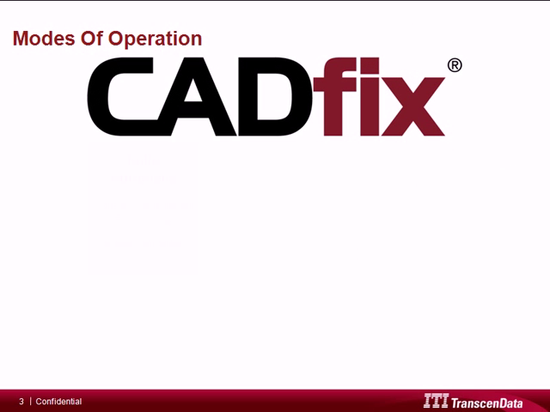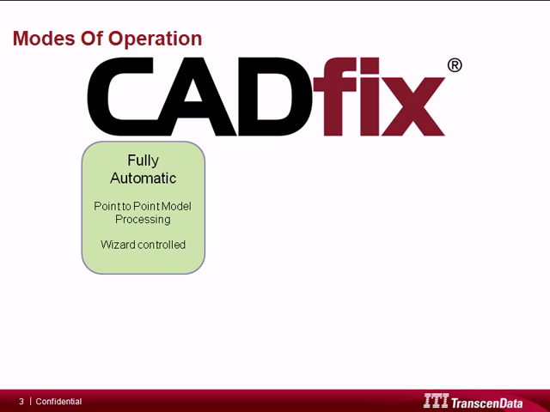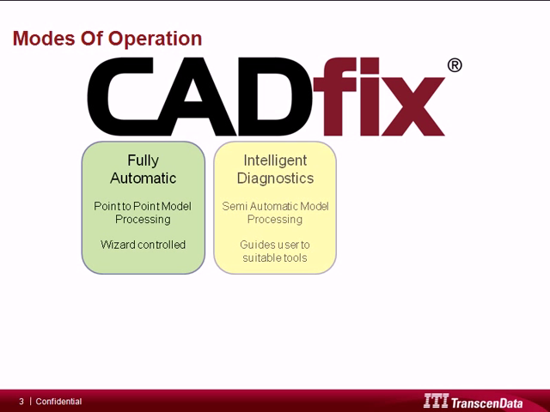There are three different modes of operation in CADfix. Fully automatic, using intelligent CADfix wizards to control the repair and translation process. A fully automatic translation can be implemented within a data exchange process automation tool such as Proficiency or Deck Center. Where a model has significant problems and cannot automatically be repaired, we have intelligent diagnostics. This will guide the user to the problem, highlight it on screen, and suggest possible fix methods.